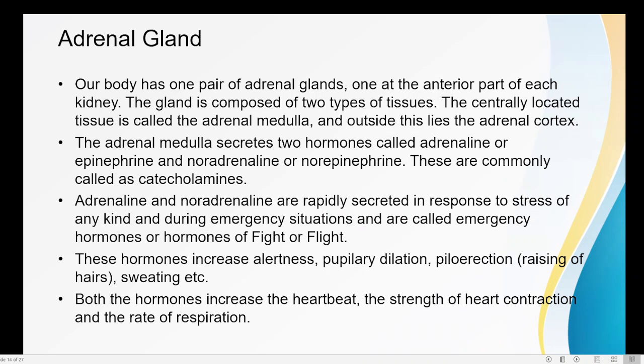So the adrenal medulla secretes two hormones known by the name adrenaline or epinephrine, and noradrenaline. There are two types of hormone, adrenaline and noradrenaline. They are also known as epinephrine and norepinephrine, and they are also popularly known as catecholamines. If you hear the term catecholamines, it actually means adrenaline and noradrenaline, or epinephrine and norepinephrine. Adrenaline and noradrenaline are rapidly secreted in response to stress of any kind during an emergency situation.